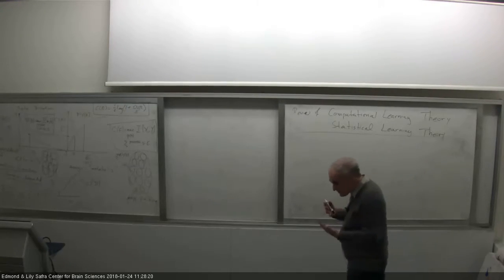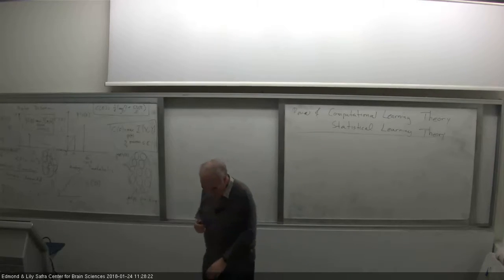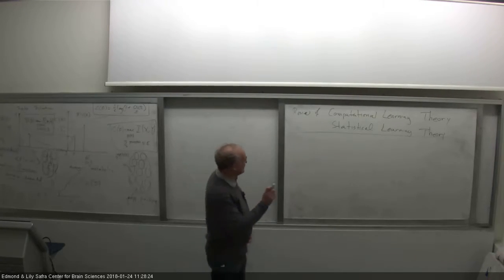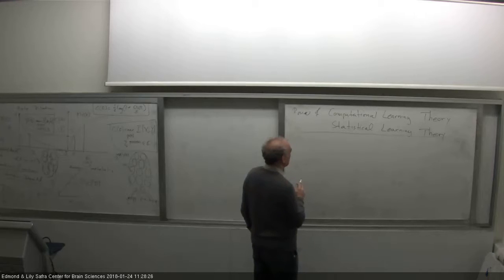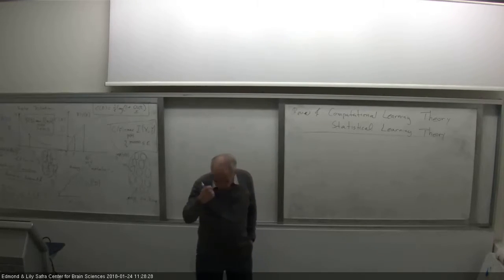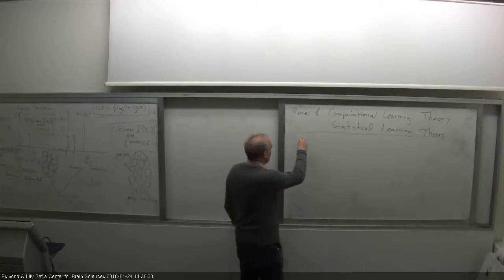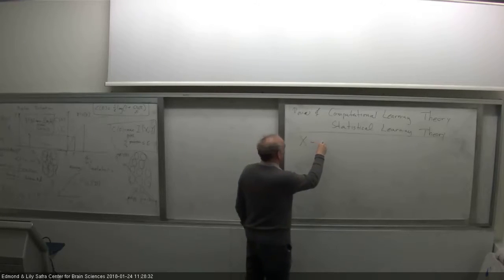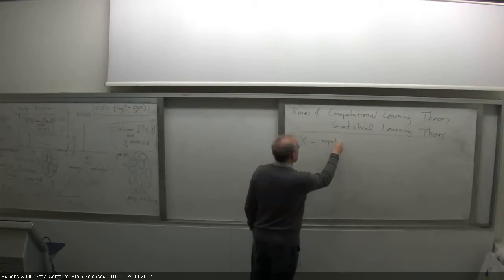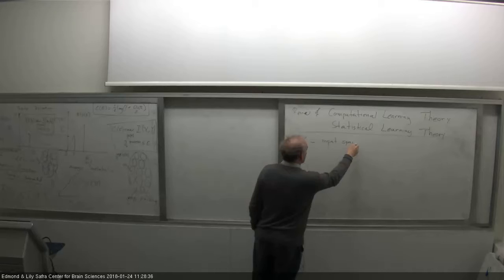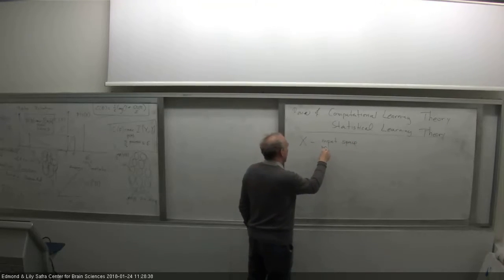But they're related. So essentially, in computational learning theory, we start formally with the following assumption. There is some sort of an X, which I want to call the input space, or the instance space.